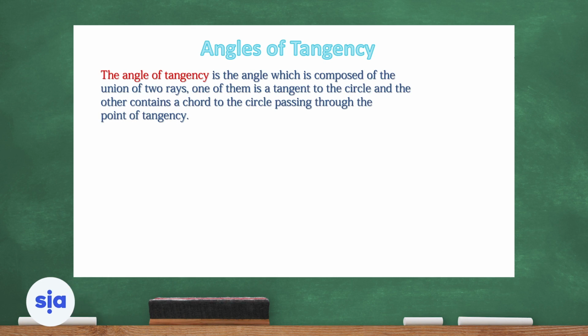The angle of tangency is the angle which is composed of the union of two rays. One of them is a tangent to the circle and the other contains a chord to the circle passing through the point of tangency.